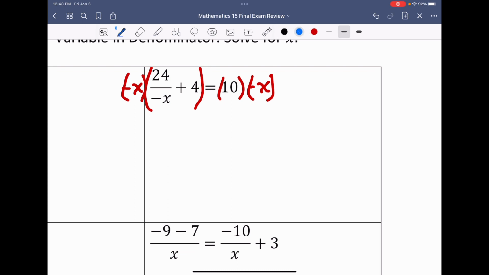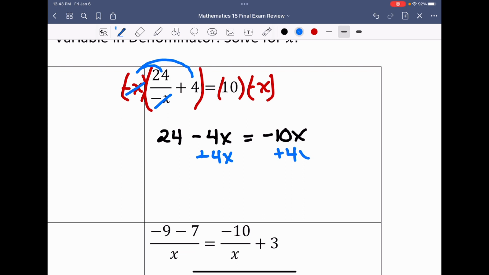Well, we know that by distribution, when I distribute this to both terms in the bracket, it's going to cancel that denominator. It's going to cancel that negative x out of the denominator. I'm going to get 24. And then negative x times 4 positive is a negative 4x is equal to 10 times a negative x, which is negative 10x. And now, if I want to move this 4x across, what I can do is add 4x.